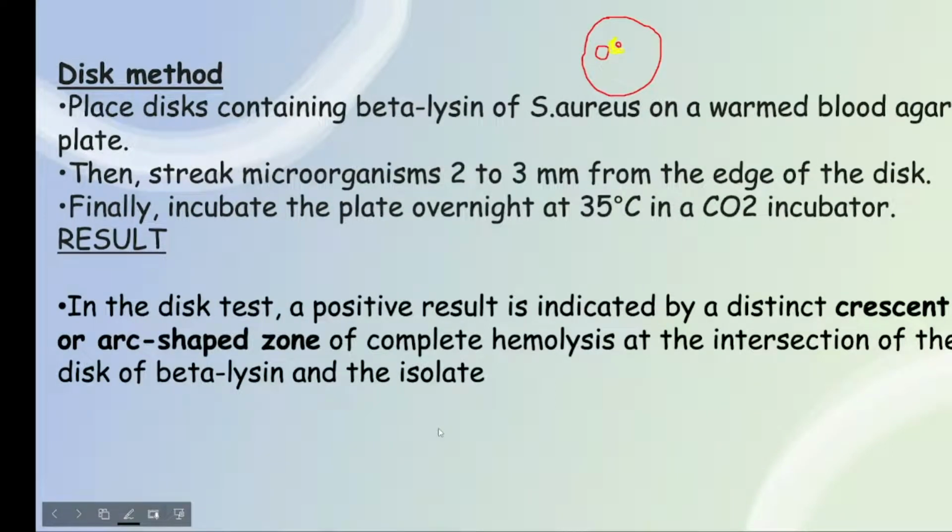So now in the disc method, we are going to place a disc which has beta lysin, that is hemolysin of Staphylococcus aureus, and then we streak microorganisms here, okay, at a distance of 2 to 3 mm. In that also we kept 2 to 3 mm between the main streak and the test organism streak, here also we have to keep it. But the difference is that the positive result is a crescent or an arc shaped zone. That means like the moon, crescent shaped. If such a shape comes then that is a positive result. In case of the standard method, it was butterfly shaped or arrowhead shaped.